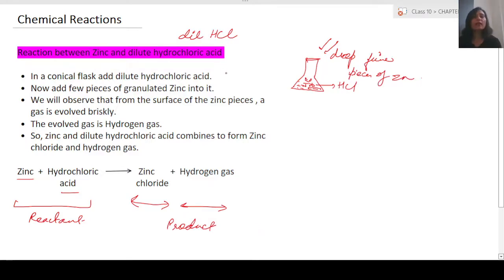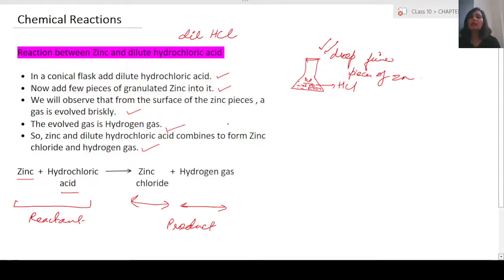Let us check it. In a conical flask, add dilute hydrochloric acid. Now add a few pieces of granulated zinc into it. You will observe that a gas is evolved. The evolved gas is hydrogen gas. So zinc and dilute hydrochloric acid combine to give us zinc chloride and hydrogen gas.